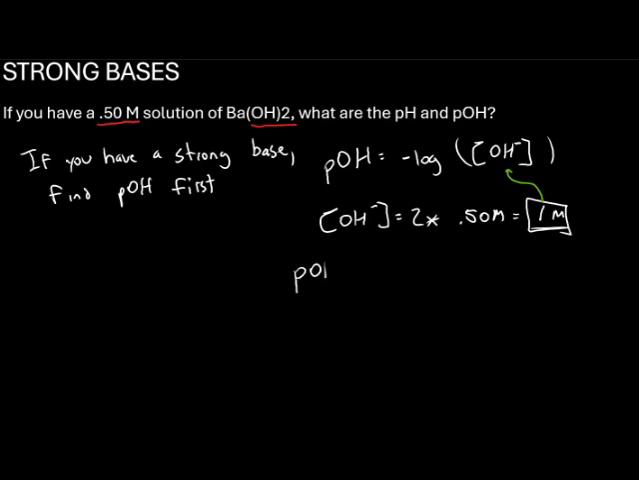This 1 molarity is what we will place in the bracket OH position. We will say that pOH is equal to negative log of 1. That 1 molarity is what goes in for the OH, and if we put negative log of 1, we'll end up with a pOH of exactly 0.